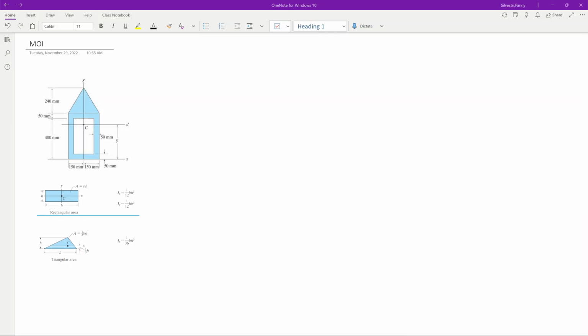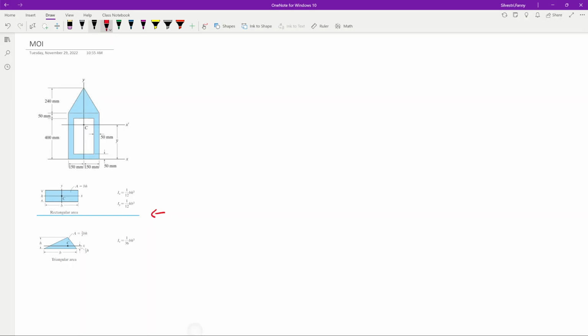Hi everyone. Today we will solve this problem about moment of inertia. So we have a shape, I call that house, that is made of different shapes that we know: triangle, rectangle, circles, half of a circle. For all those shapes we have the information for the mass moment of inertia and area in our formula sheet there.